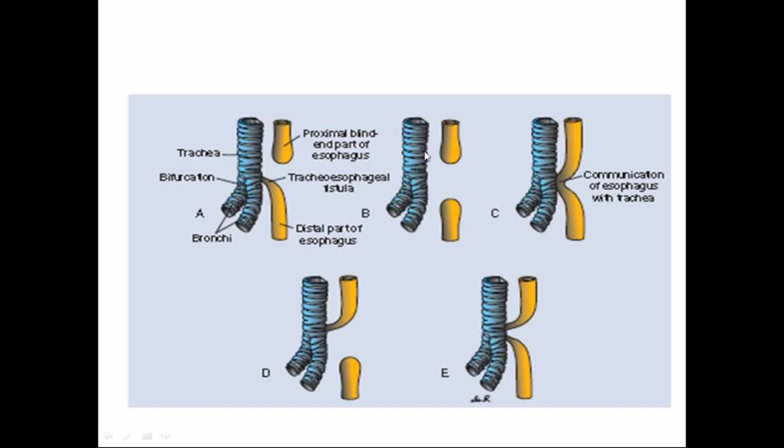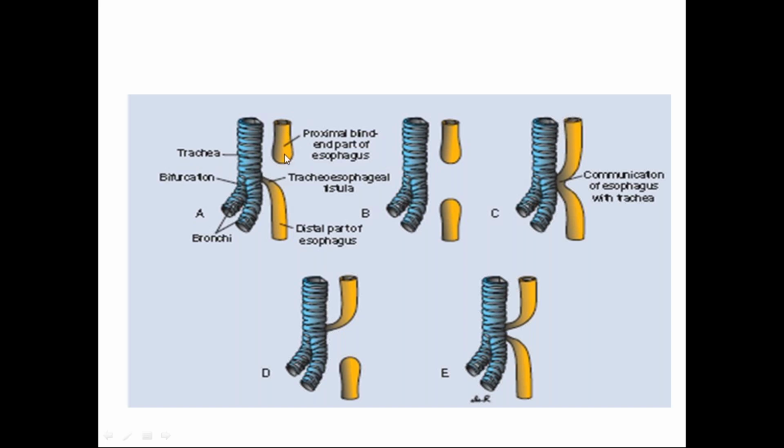Tracheoesophageal defects can be of many kinds. Usually there should be a complete separation, a single esophagus separating from the trachea. But what happens out here? It can happen that the proximal part of the foregut, the esophagus, becomes atretic. The distal portion doesn't separate out. It continues with the trachea, forming a tracheoesophageal fistula.